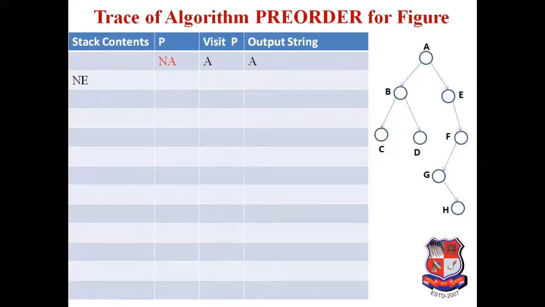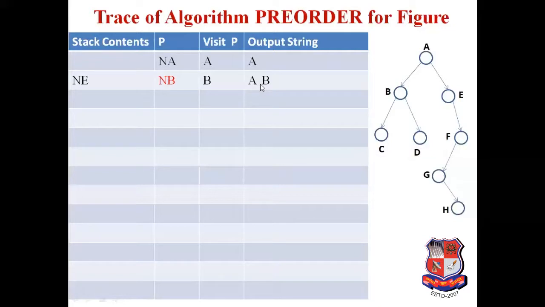Then we store the address of the left child in the variable P. The address of B will be NB, so we assign NB to P, right? Now which is the current node that we will process? P is always the current node that we process. So now we'll process NB. We first process NB, that means we are visiting B and we add that node to the output string, so the output string now has A, B.